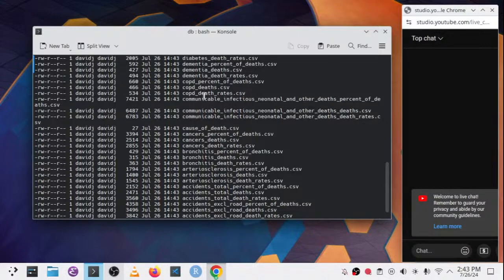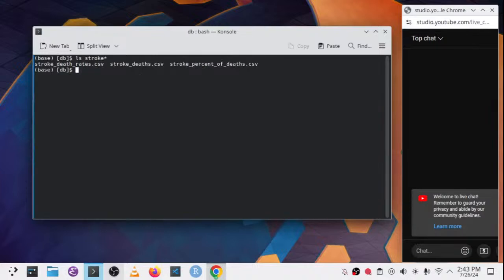Let's take a look at strokes. So let's look at the first two. Let's look at strokes death rates. This would be the percentage of people dying as a direct result of a stroke. And look at the number of stroke deaths, okay? So let's come over here next. Let's just do sed minus i.